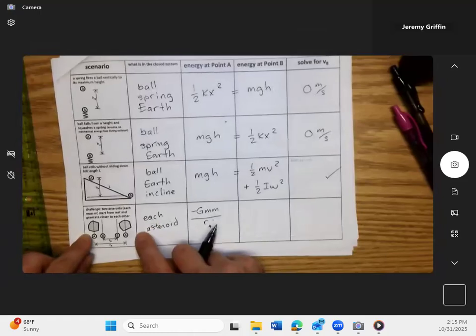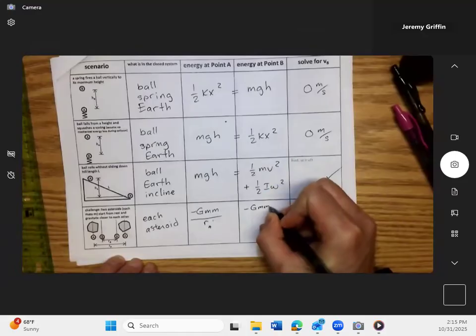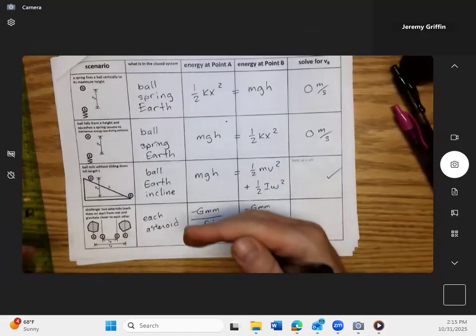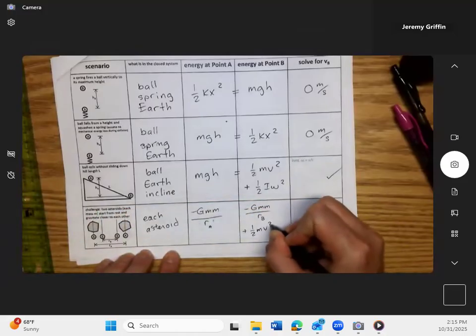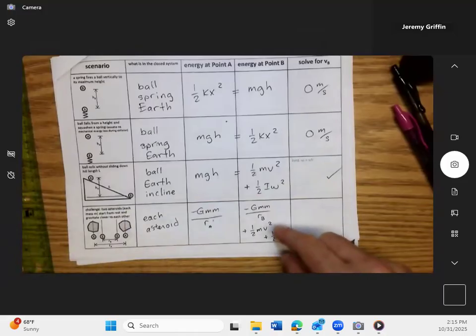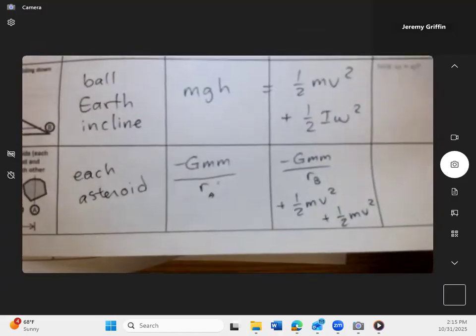Okay, and then when they're closer to each other at point B, they have negative GMm over R_B going on. And then plus, wouldn't they now be in motion headed towards each other? So 1/2 mv squared for one of them, plus another 1/2 mv squared for the other one. But they're the same mass. I bet they're pulling on each other the same. They probably also have the same v's, just one's going right, one's going left. You guys think that makes sense? All right, you guys get there? Good.